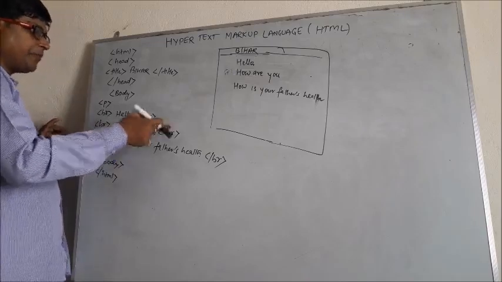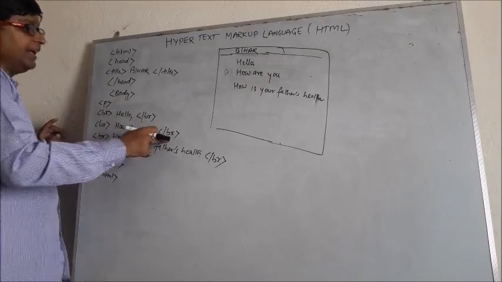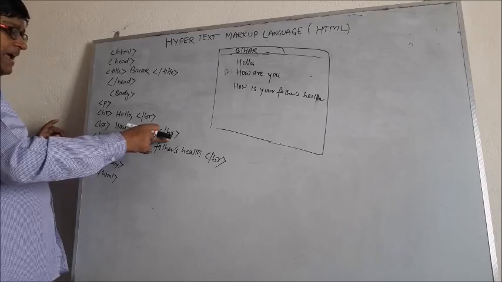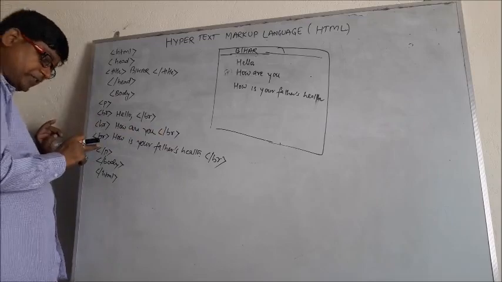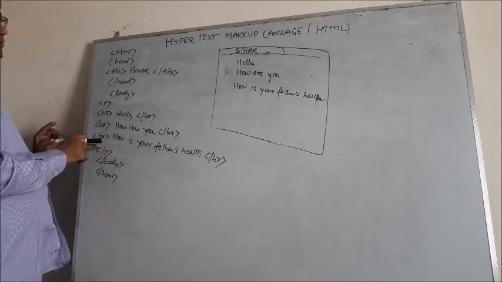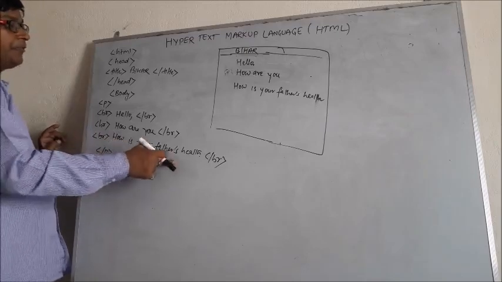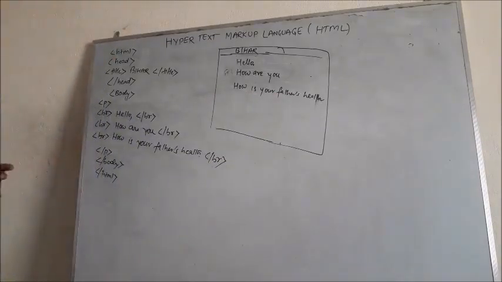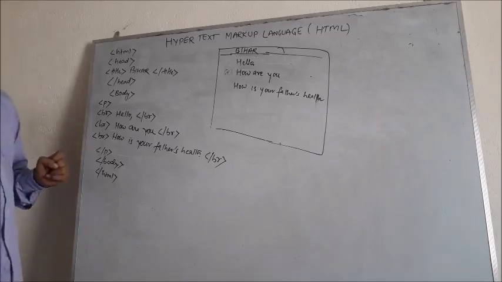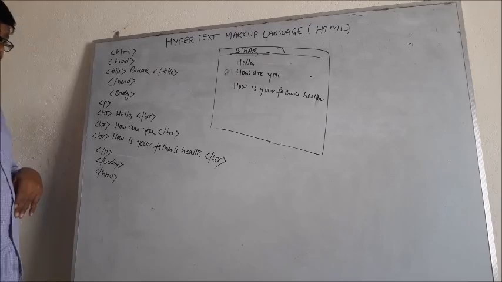And after that, if you want to go to the third line, you have to again break the line here by using /BR. And for the third new line, again you have to use the same tag BR. That is, how is your father's health? So, in my opinion, how paragraph is used and how lines are used, I think I am able to make you understand in a better way.